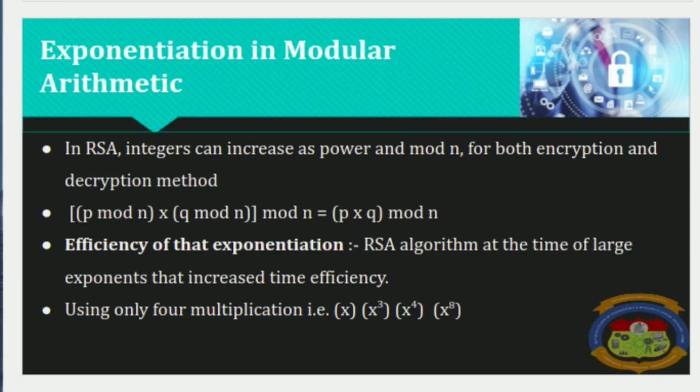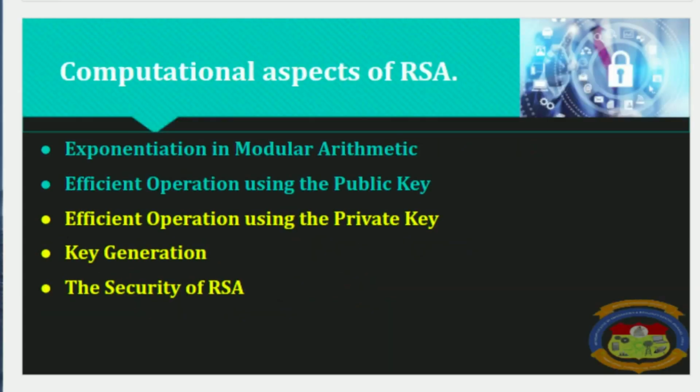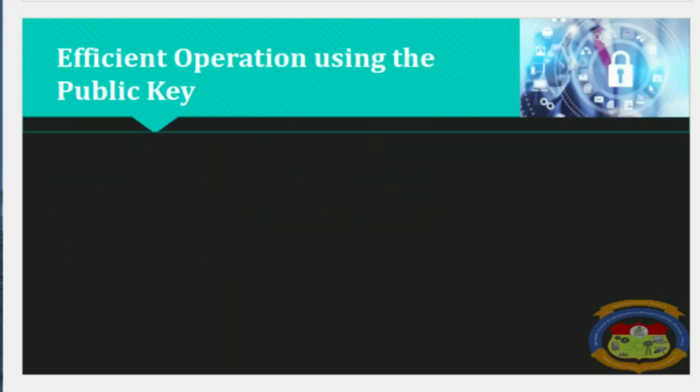So next we learn the second method, that is, the second issue that arises in the complexity of the computation: the efficient operation using the public key. Here we will discuss both the encryption and decryption methods in RSA. So next we will learn the efficient operation in the public key domain.